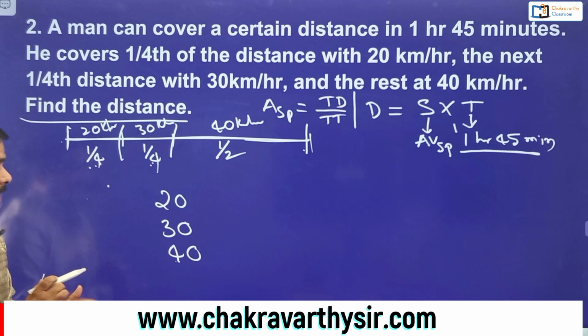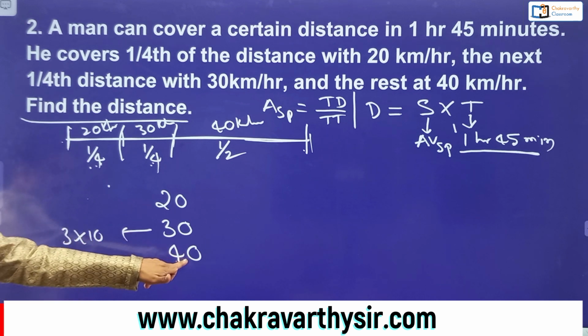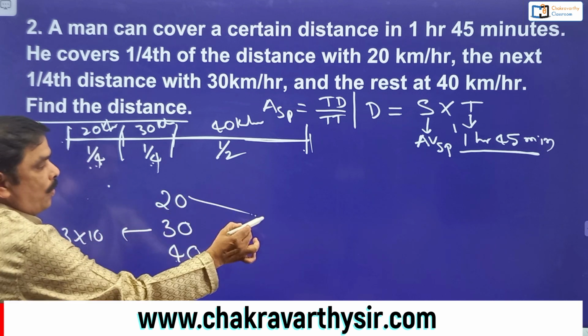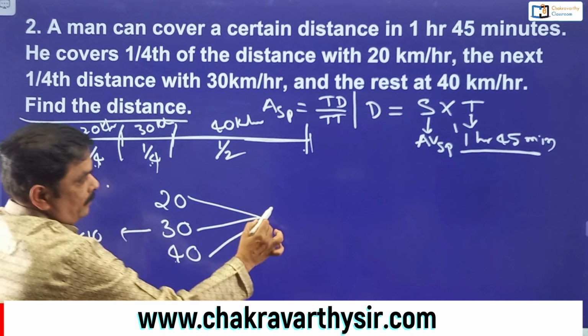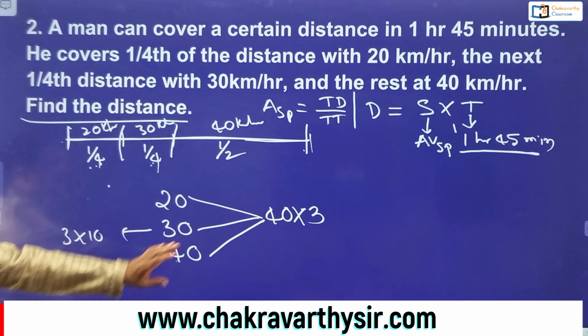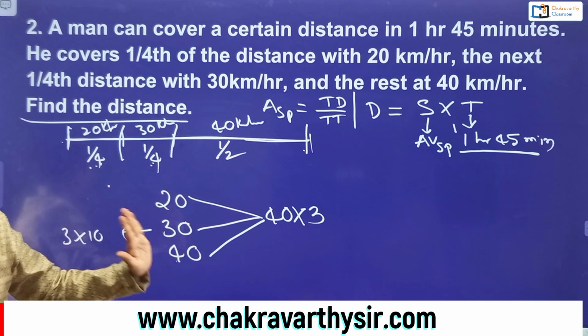Now 30 is there. How can I write this 30? 3 into 10. 10 is covered in this one. So 40 into 3 is the LCM for all these numbers. For all these numbers, LCM is 40 into 3. That's it. Don't multiply that one. Simply keep like that only, 40 into 3.